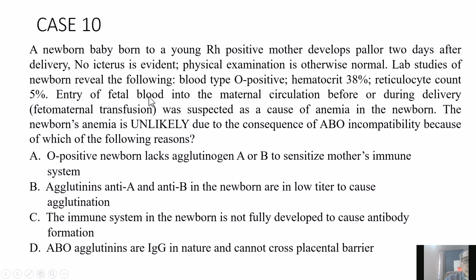Entry of fetal blood cells into the maternal circulation before or during delivery was suspected. This is called feto-maternal transfusion, which is very unlikely. Normally it doesn't occur. From the fetus to the maternal circulation, there is a transfer of blood, and this will dilute the fetal blood to cause the anemia. The newborn's anemia is unlikely to be the consequence of ABO incompatibility. So, even if you suspect ABO incompatibility, it is unlikely. Why?